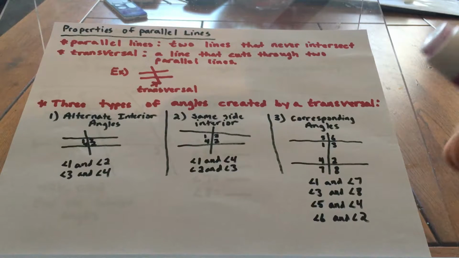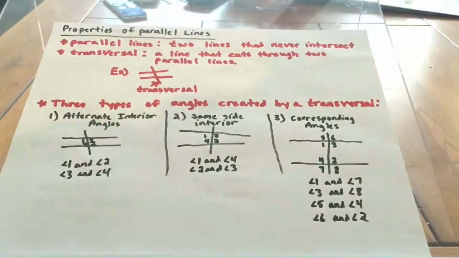Okay, so we're moving on to a new subject now. We're talking about properties of parallel lines. A parallel line is basically just two lines that are of equal angle and equal direction. Two lines that basically will never intersect no matter how far out they extend.